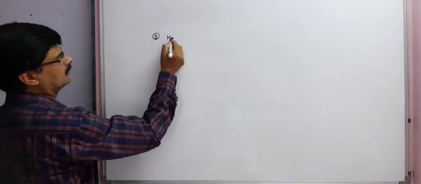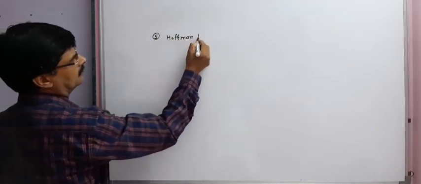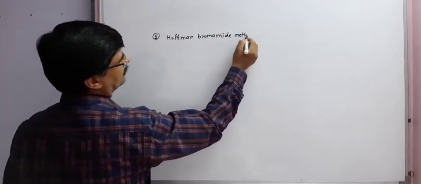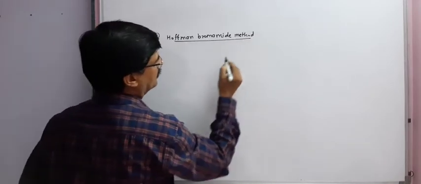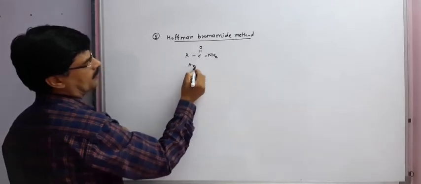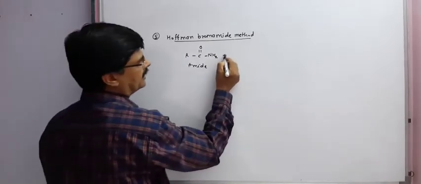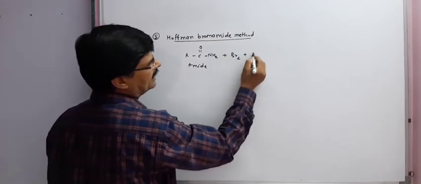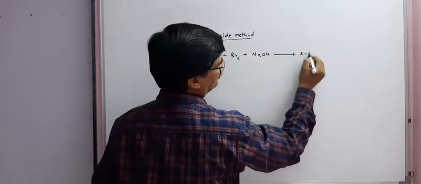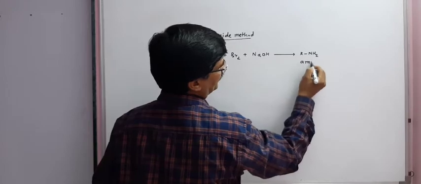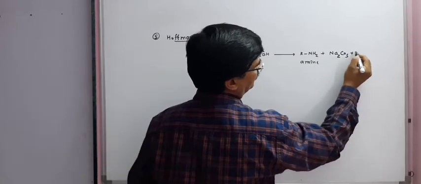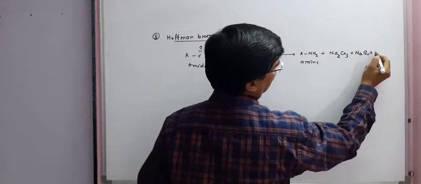Fifth method, Hofmann bromamide method. RCONH2, an amide compound, on treatment with Br2 and aqueous NaOH or alcoholic KOH gives us RNH2, that is amine, plus Na2CO3, NaBr and water.